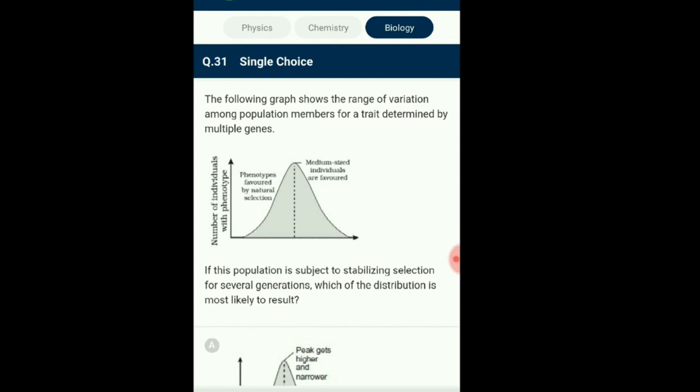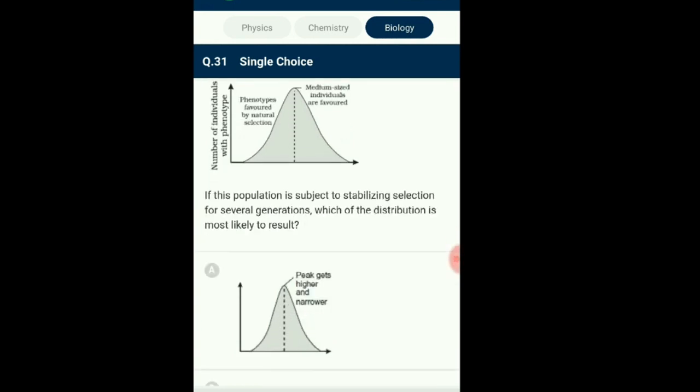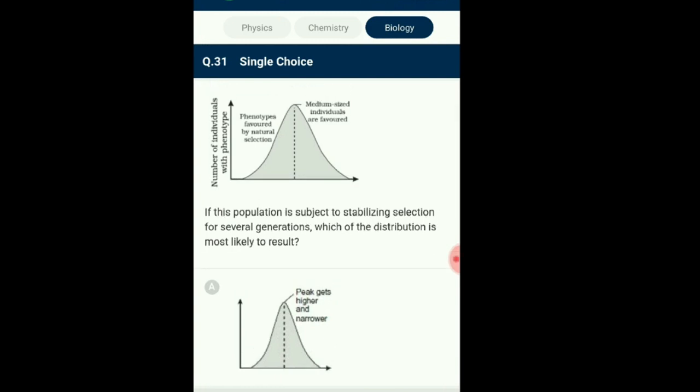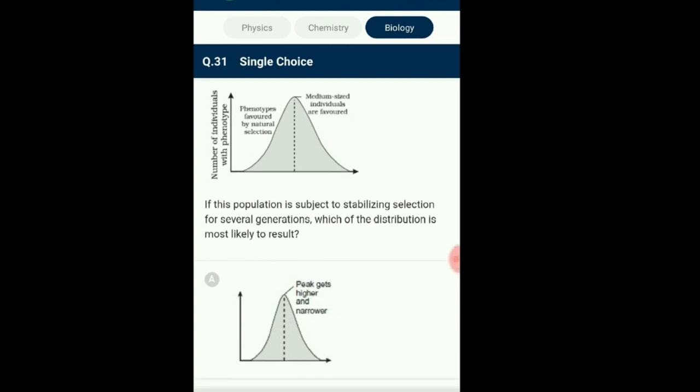Question 31. The following graph shows the range of variation among population members for a trait determined by multiple genes. If the population is subject to stabilizing selection for several generations, which of these distributions is most likely to result? Stabilizing selection is a type of natural selection that favors the average individuals in a population. This process selects against the extreme phenotypes and instead favors the majority of the population that is well adapted to the environment. Stabilizing selection is often shown on a graph as a modified bell curve that is narrower and taller than the norm. So the answer for this question is option A.